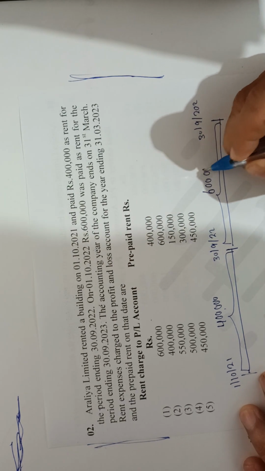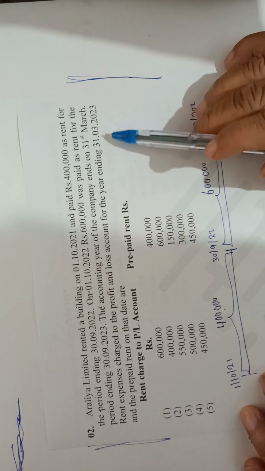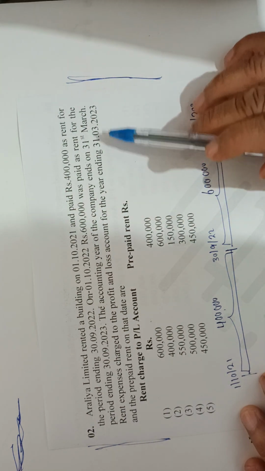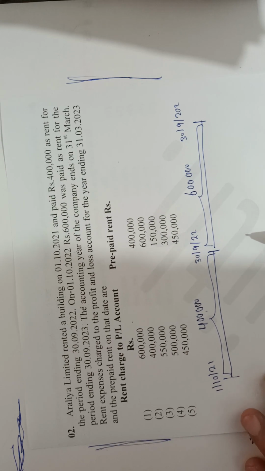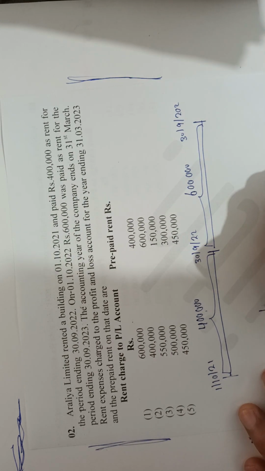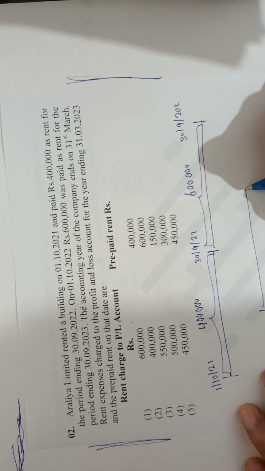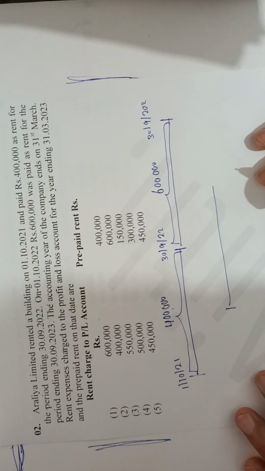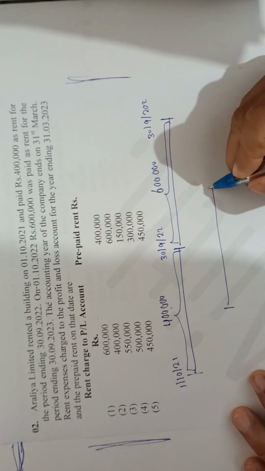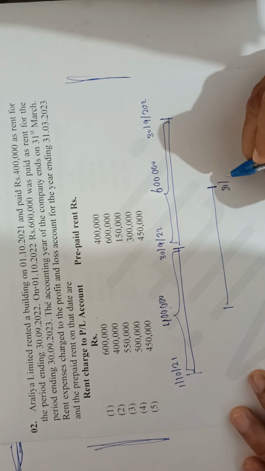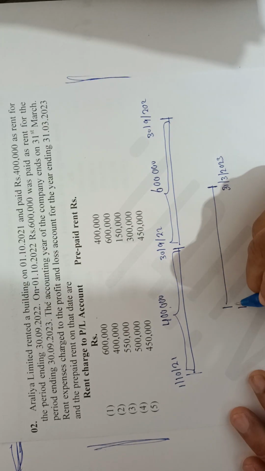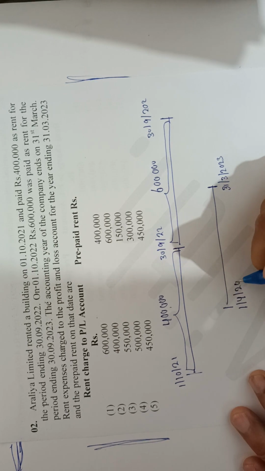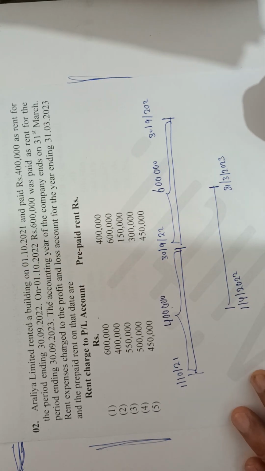This is rent agreements. But our accounting period ends on the 31st March 2023. Therefore think accounting period. This is the accounting period, ending 31st March 23. It means the beginning is 1st April 2022, based on the periodicity concept.